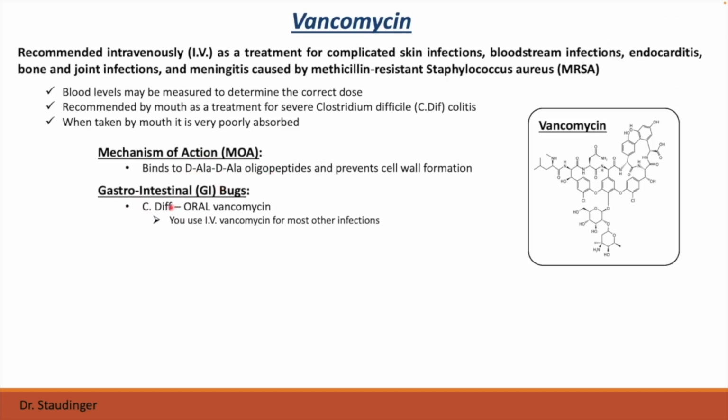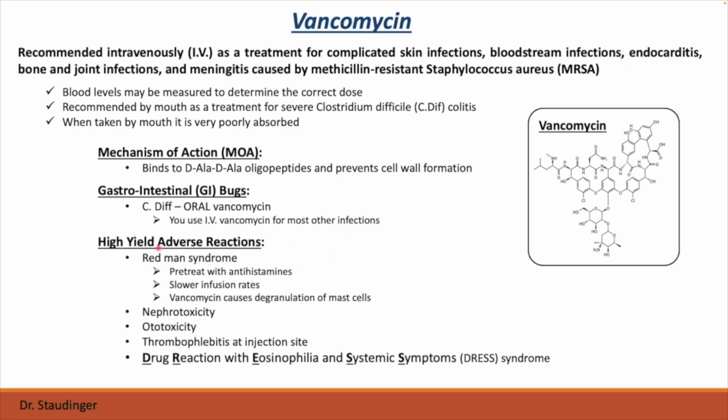One of the main uses in the GI system for vancomycin is to treat C. diff. And when you're doing that, you use oral vancomycin. You use IV vancomycin for most other infections.